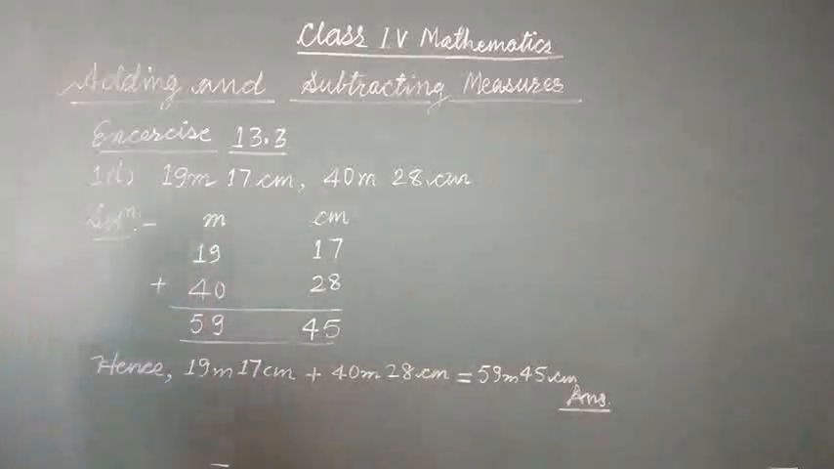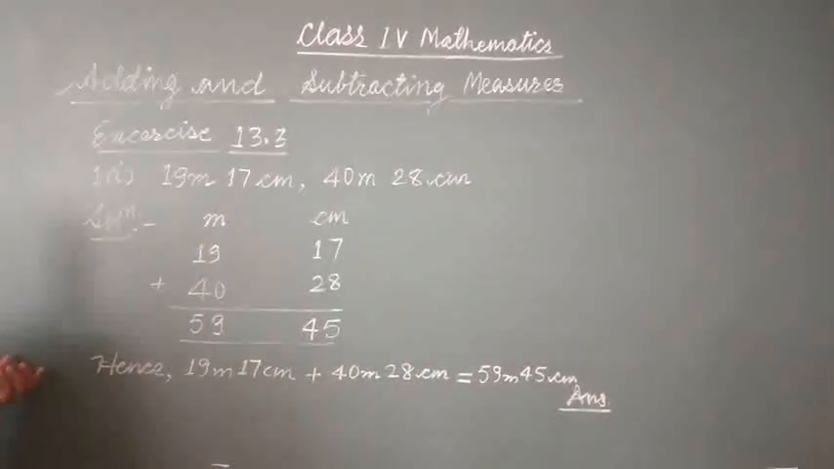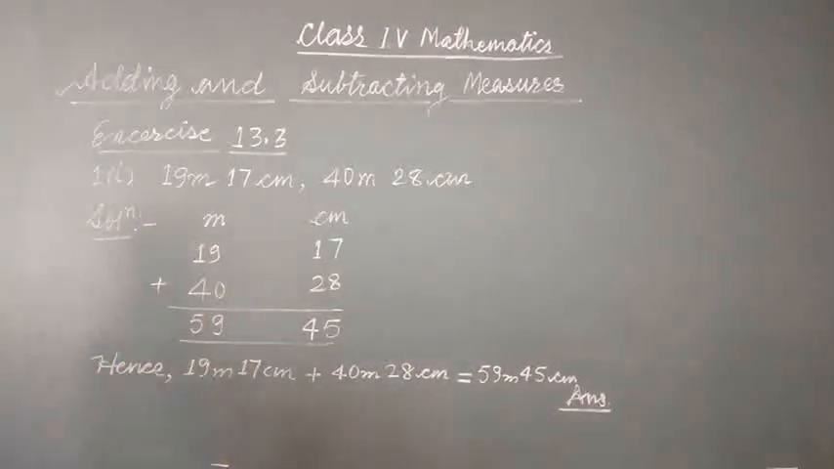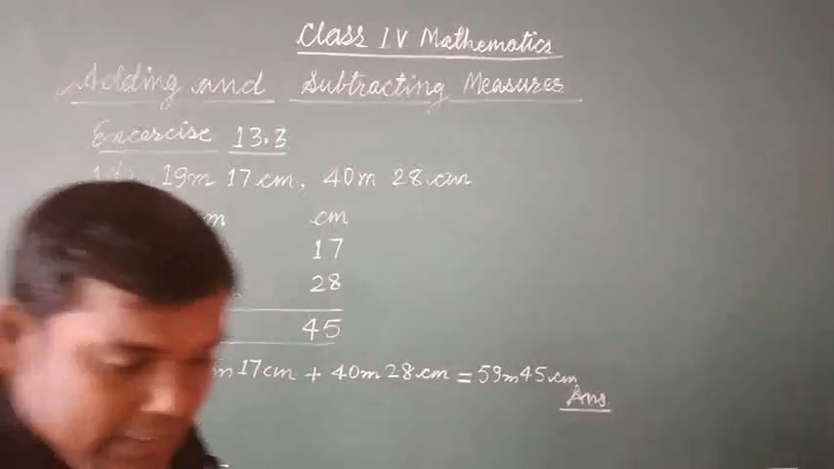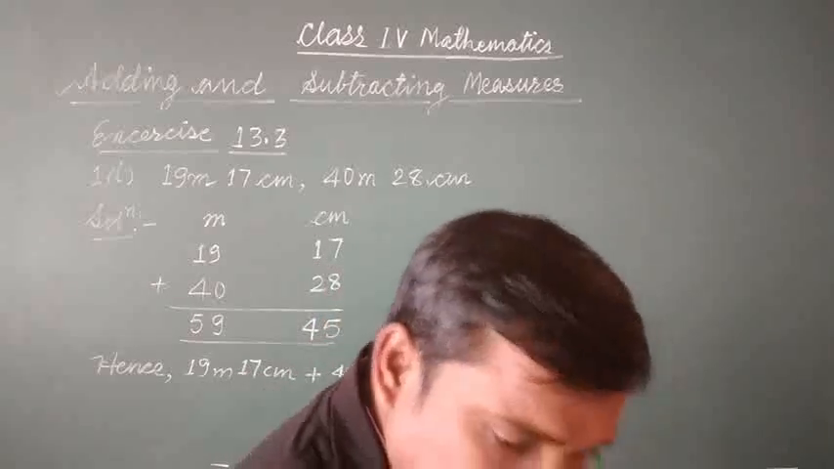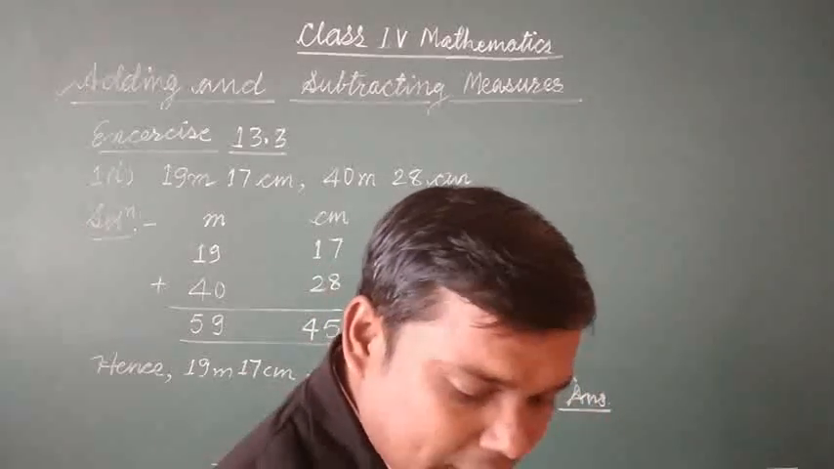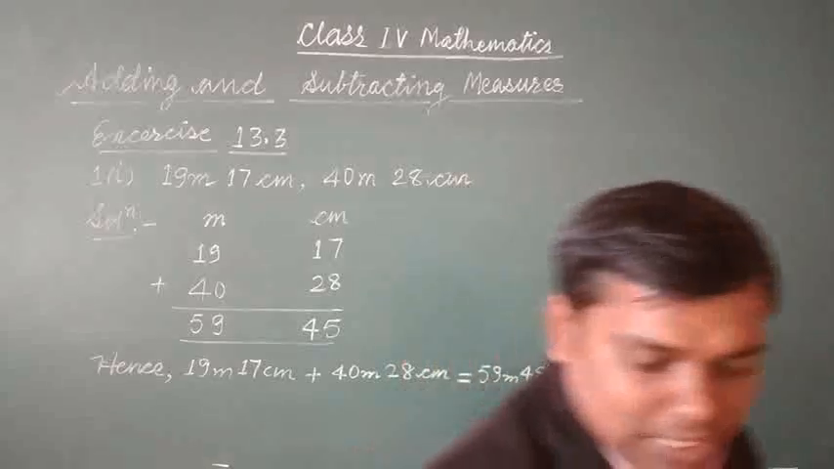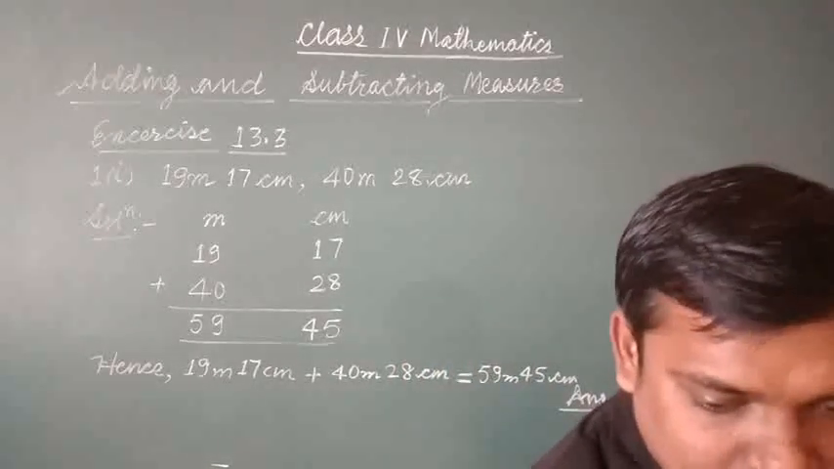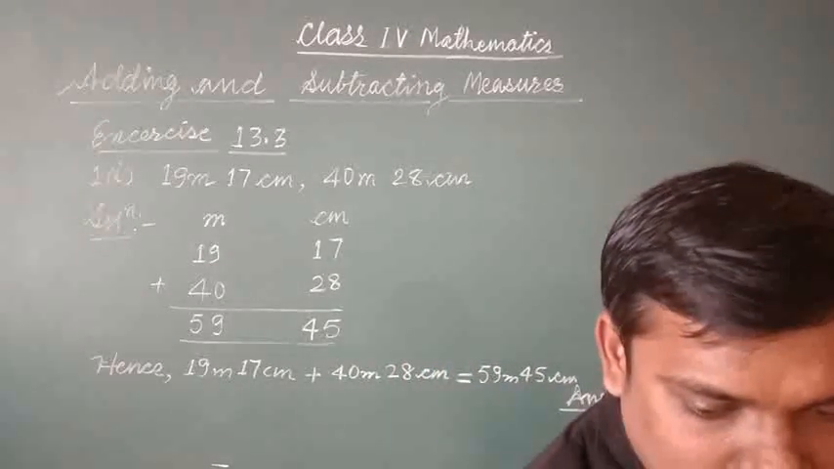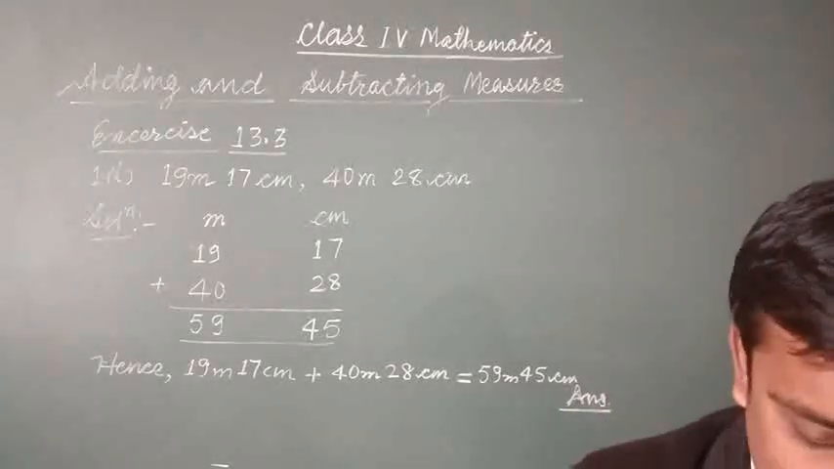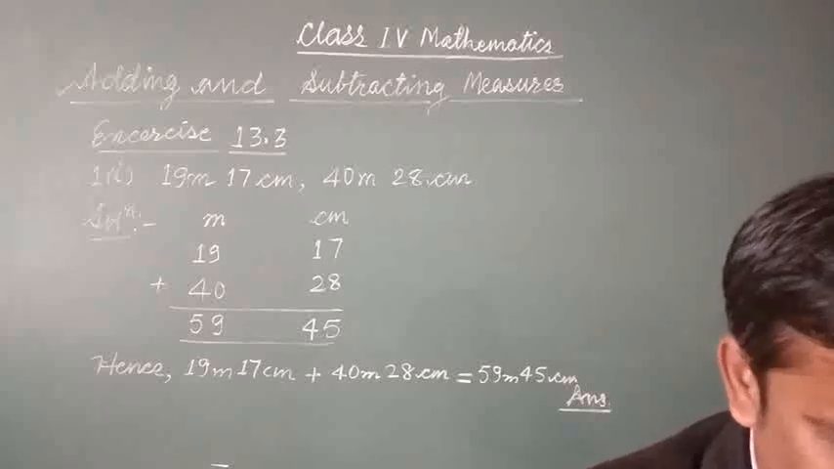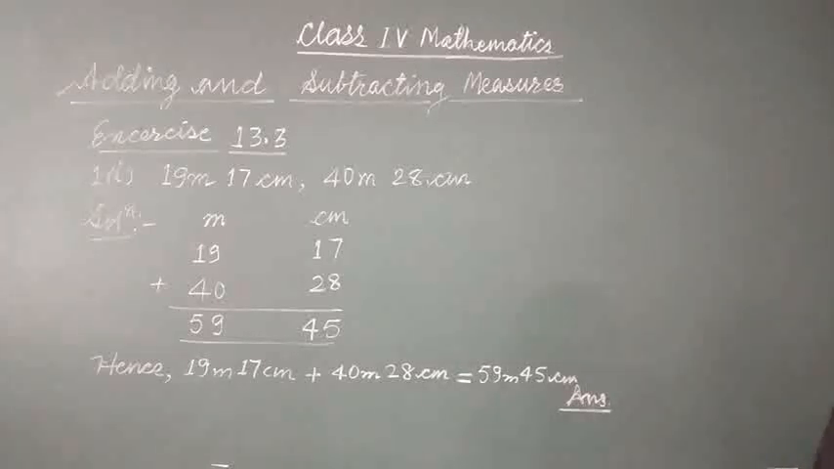In this way, you will do the first question of exercise 13.1. In total, 6 questions are given. So one I did for you, the remaining 5 you will do. Now I am going to solve one question from question number 2. It is written subtract. I hope this one is understood.